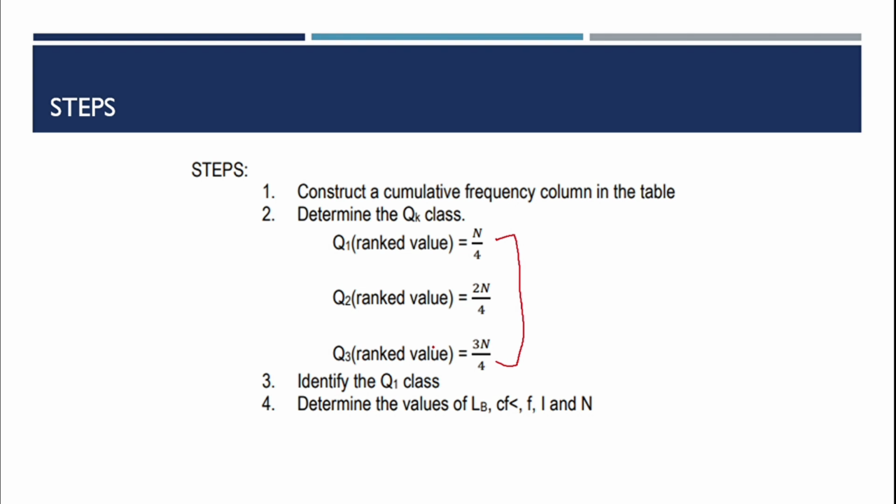Next is to identify the Q1 class. After identifying the Q1 class, we can now locate our LB, the less than cumulative frequency, the frequency, the i, which is the interval, and the N. So these are the steps in finding the quartile.